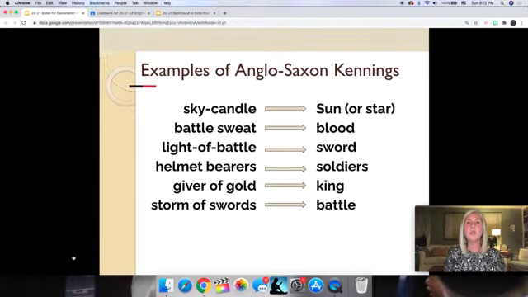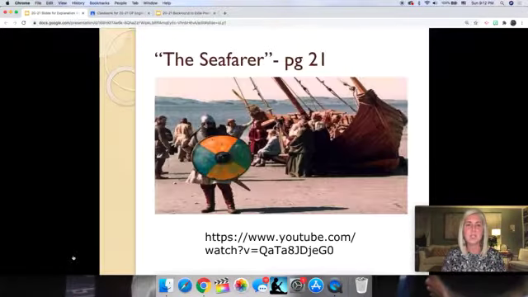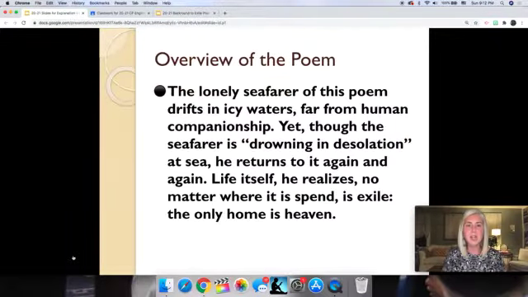So you were asked to take a look at some kennings in The Seafarer, and I realized it probably would be beneficial to you to have that reminder. The Seafarer was on page 21 of the text. Obviously, I highlighted the PDF for you and attached it for your reference to the Seafarer posting. The overview of the poem, and I had this on the worksheet that I had you work on as well, again, it was a Google Slides.